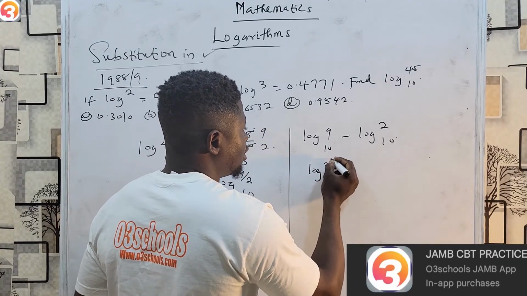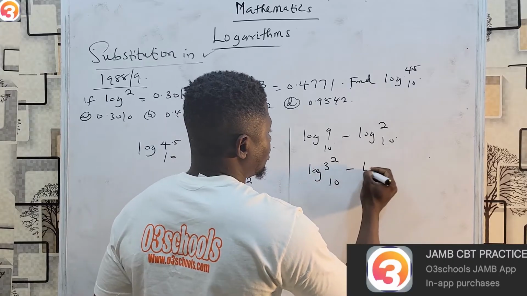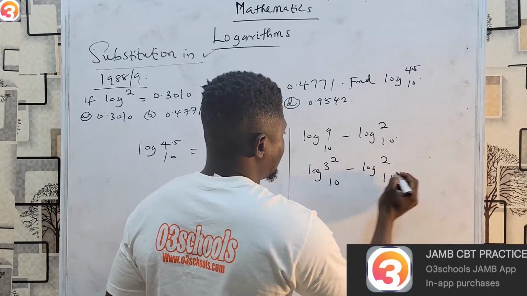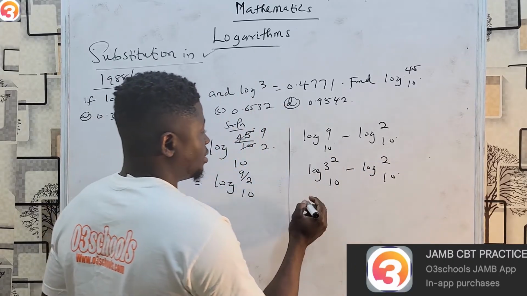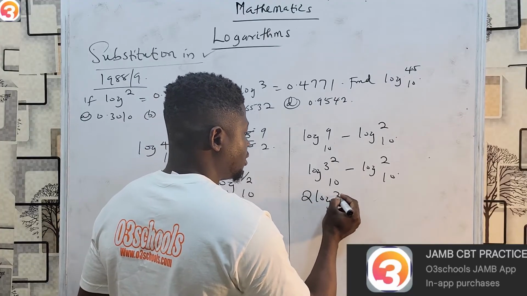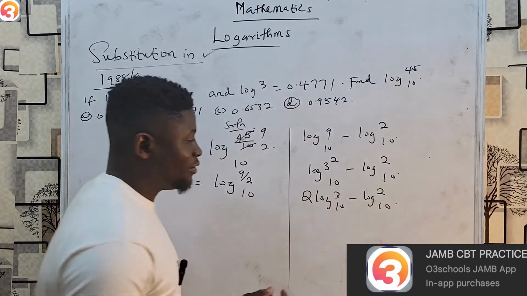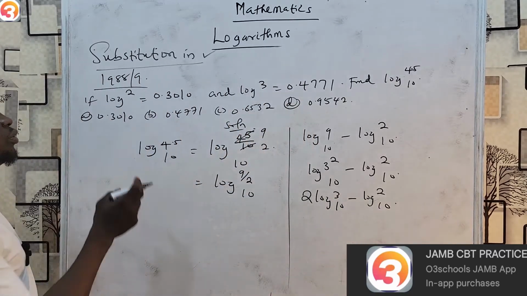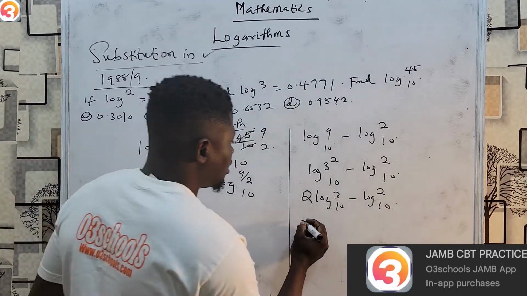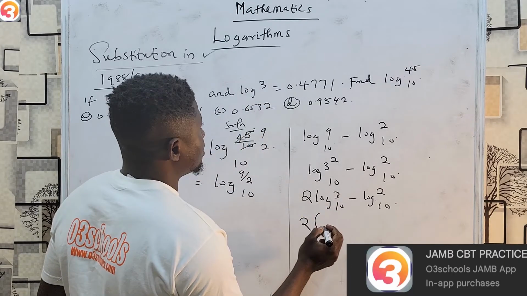Logarithm of what? 3 raised to 2, base 10, minus logarithm of 2 base 10. And bring the 2 to the back of this log. Now 2 log 3 base 10 minus log 2 base 10. So if I've gotten to this point, all you need to do is to bring in the values. So I have 2 into what is log 3 base 10?